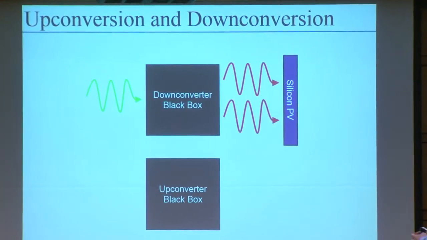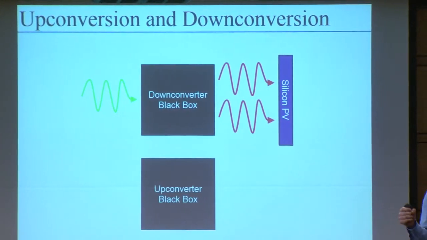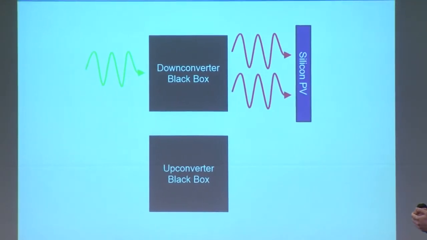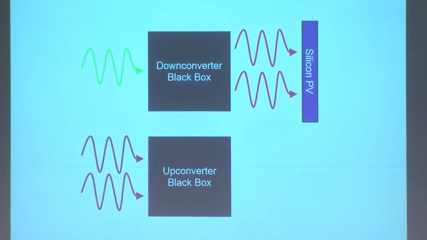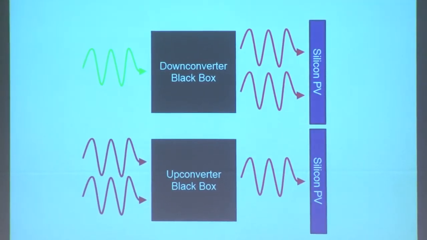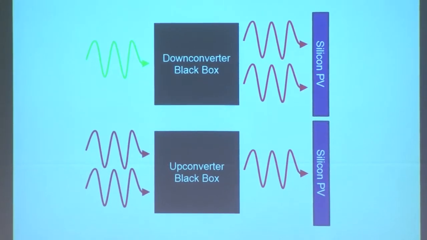By the same token, we can take our upconverter black box, and this just does the inverse process. It takes two low energy photons, smashes them together, and gives us one high energy photon. So now if we take our two low energy photons, smash them together, and get a higher energy photon, this can still be collected by the silicon solar cell.